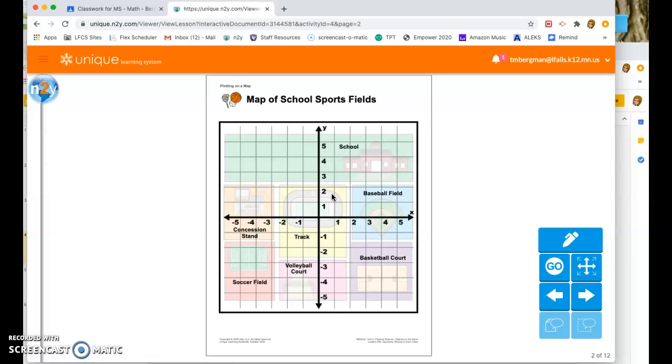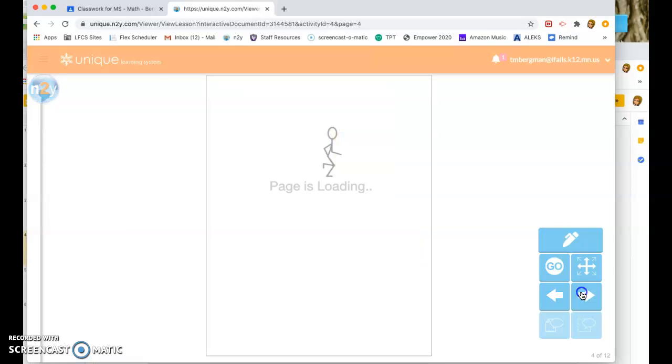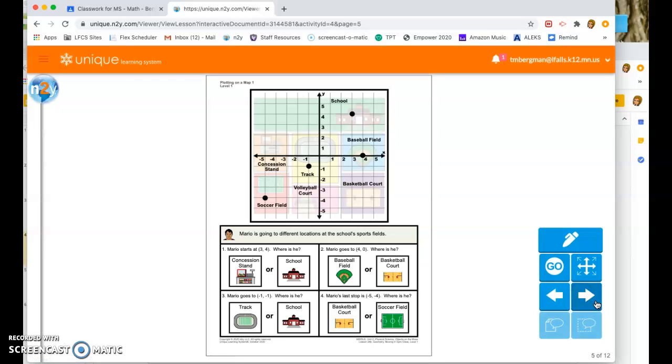So here's a map of a school of sports fields that we are going to be using. I think last time we tried this it was a map of a small community. So same kind of thing, just different things on the map this time. I'm going to go ahead a little bit just so that it can start out with level 1. So up here, that's what I'm looking at. You'll notice here we have our x-axis and then our y-axis.